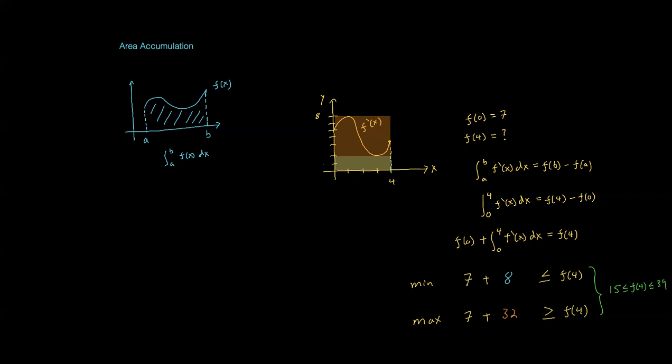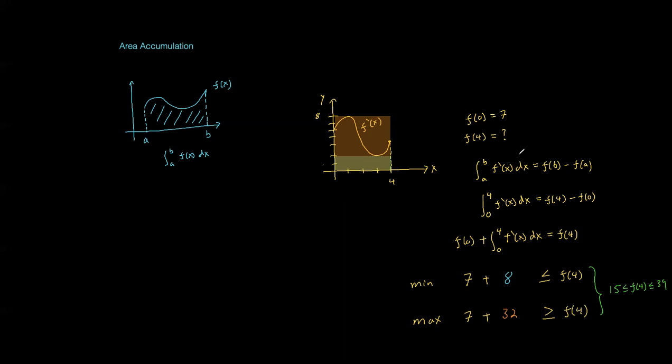And so if someone were to ask you, do you think 14 would be a good estimate of f of 4? You can tell them no, because I know that the area under this curve is at least 8. And since we're starting at 7, 7 plus 8 would equal 15, and therefore 14 wouldn't even meet the minimum estimate. And you can actually solve a problem like this.